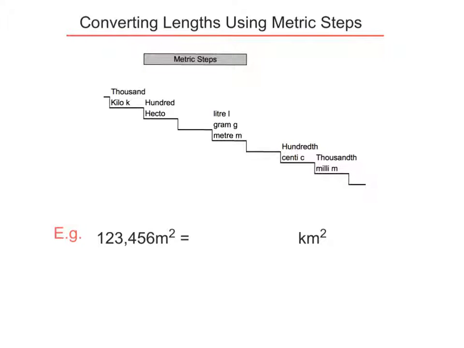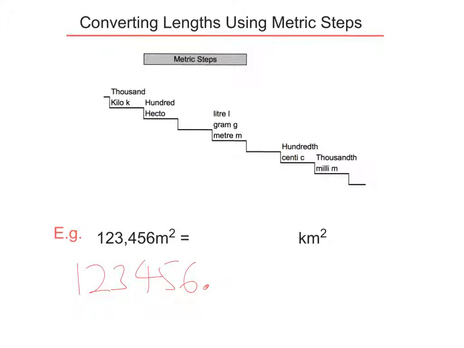In this next example, I'm going to expect a big change in the number because I'm going from metre squared to kilometre squared. There's 1,000 metres in a kilometre, so 1,000 times 1,000 is a million. A million metres squared in a kilometre squared. So looking at 1, 2, 3, 4, 5, 6, it has no decimal place, so it's not shown, so it's on the end. Now I need to move from metres squared to kilometres squared.